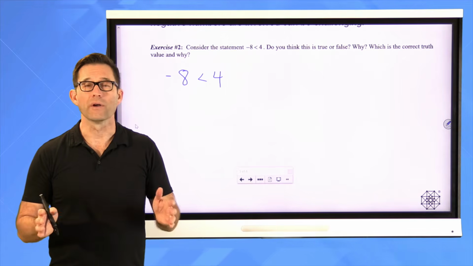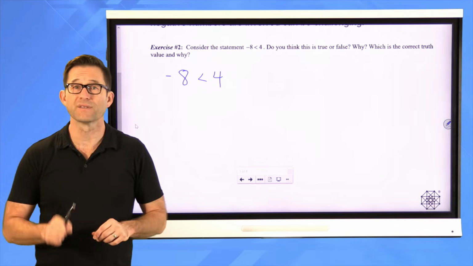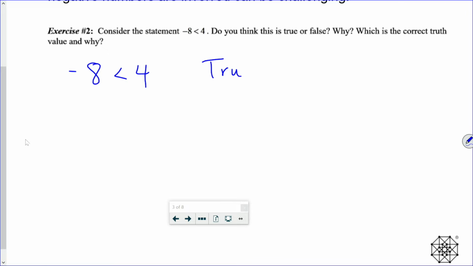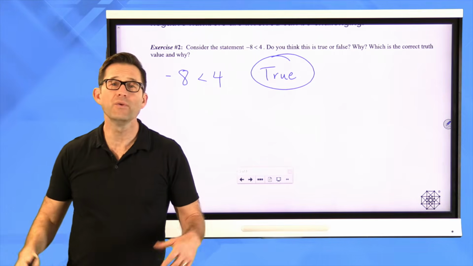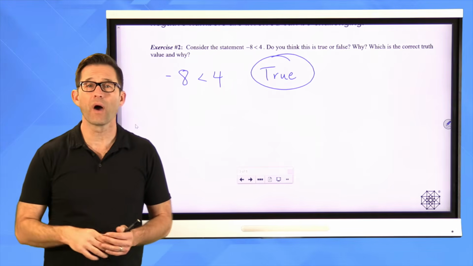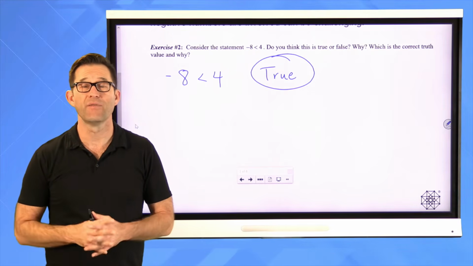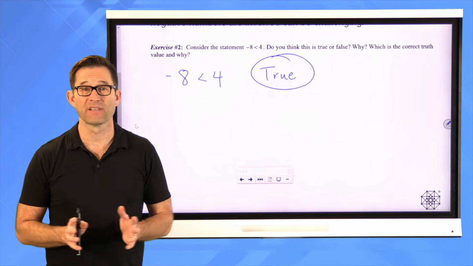All right, well look, in the final analysis, the answer is true. Okay, -8 is less than 4. Now, what did you say? Well, I don't know, but there's a variety of things that people might remember. Some people might remember any negative number is less than any positive number.